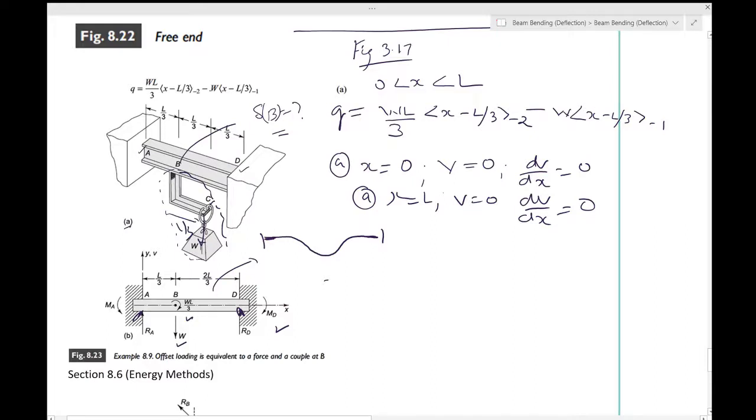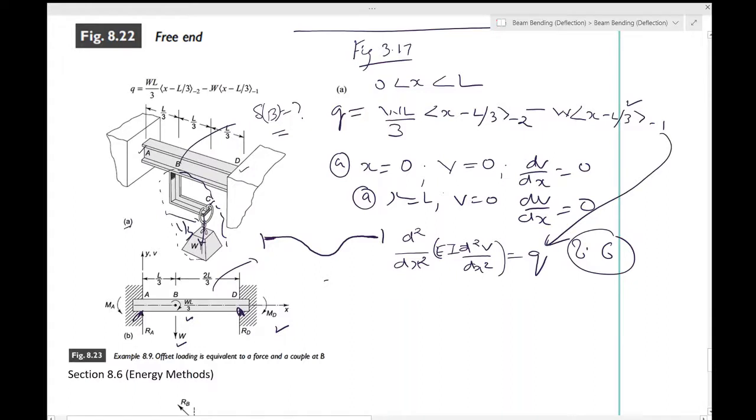Now you want to substitute this q into the load deflection equation, which is 8.6. Let's write that over here. Okay, 8.6. So that equation is EI d^4v by dx^4 equals q. This is the equation 8.6. So what you have to do is substitute from here into here, and then you would have to do integration. So you already know how these integrations work out. Okay, so that is what is expected after this.